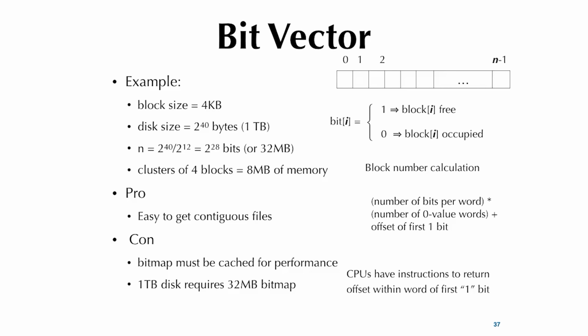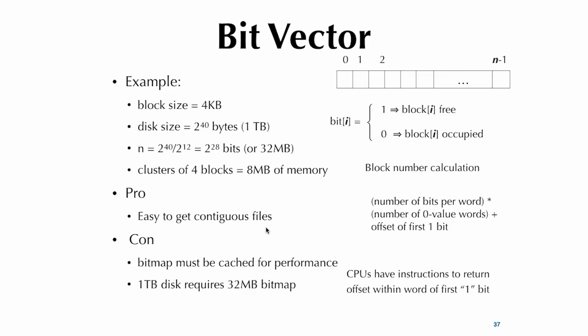So now bit vector, you have to be given a block size and then also disk size. Then that determines how big your bit vector needs to be. And so like this, how many bits? Well, in this case, you do the division, you get 2 to the 28 or 32 megabytes. And you can do clustering to save the size, right? So that way it can be 8 megabytes of memory. So for a 1 terabyte, yeah, that's actually not too bad.